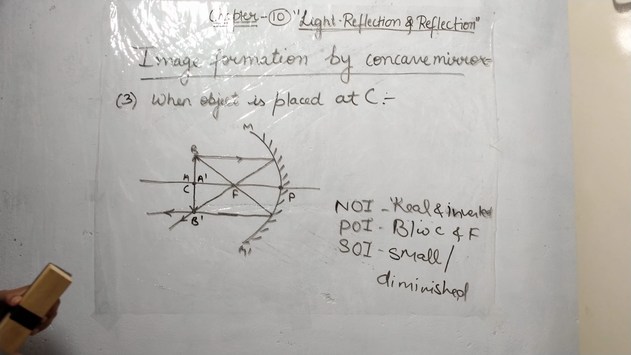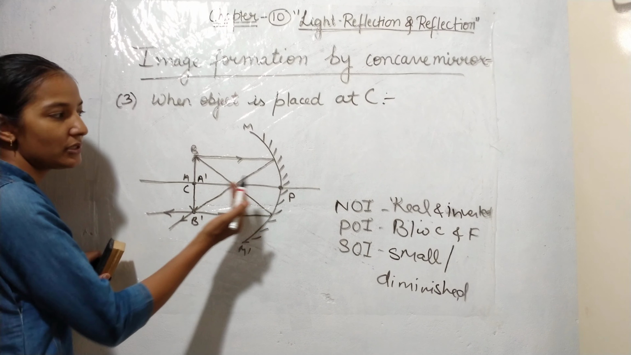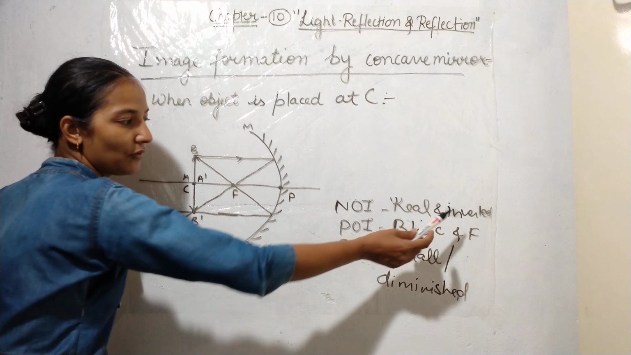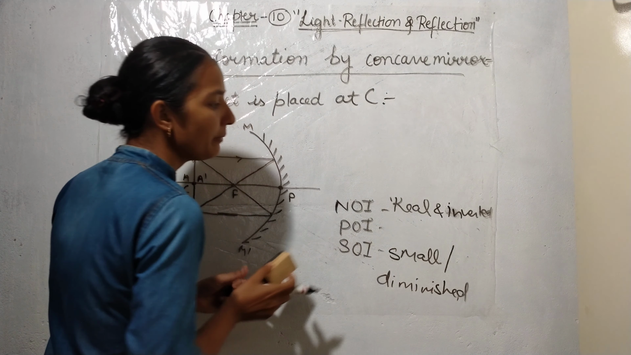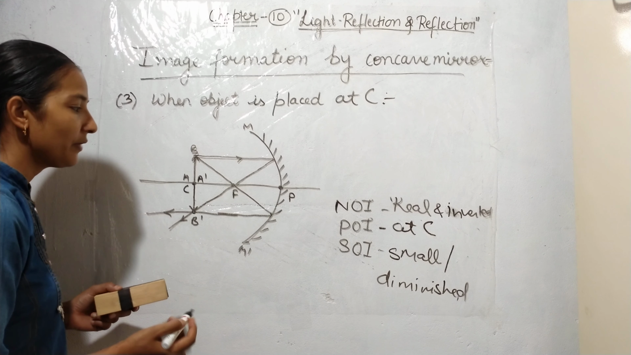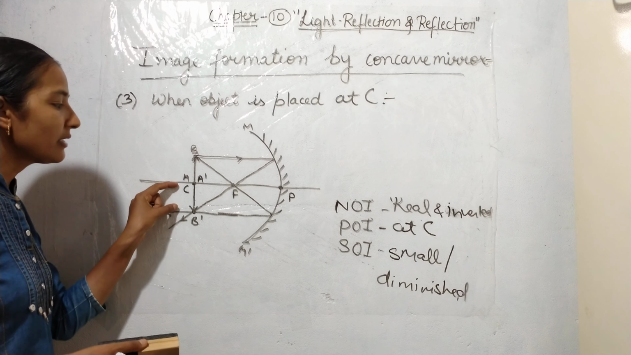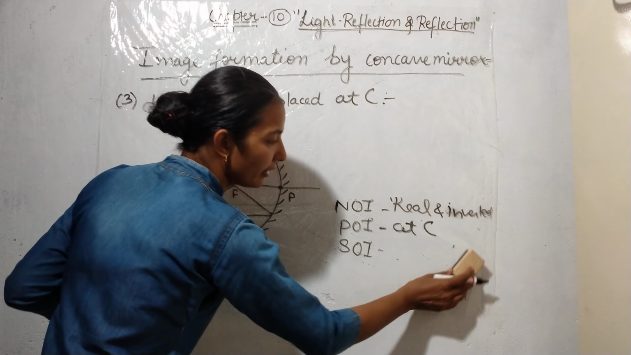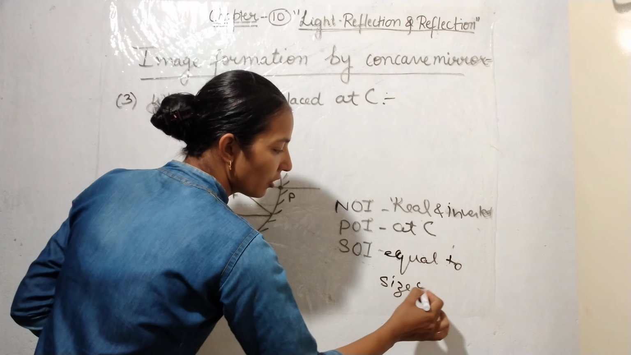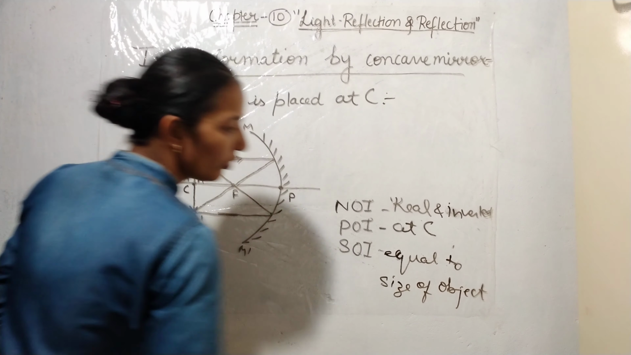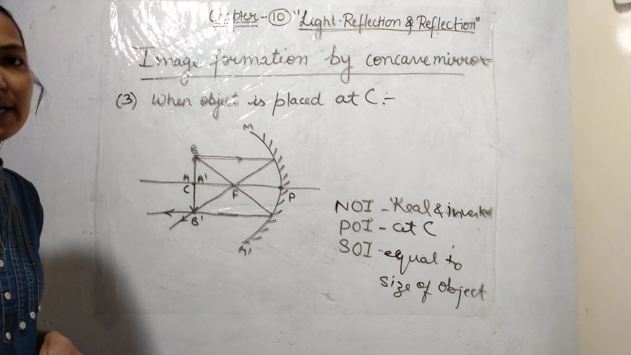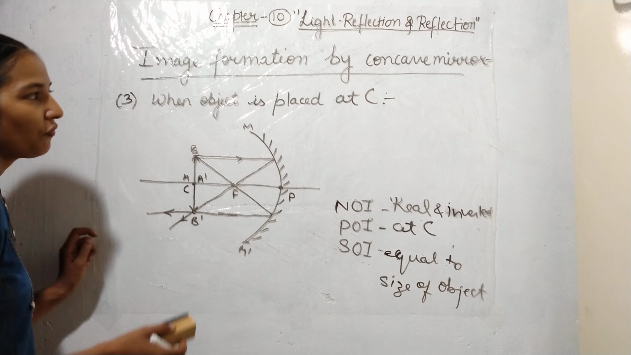So in this way we can write the nature of the image. Since the image is formed on the screen towards the reflecting surface, it is real. It is formed below the principal axis, that's why we can say the image is inverted. And the image is formed at the center of curvature. When we go for the size of the image, the size of the image is equal to the size of the object. So this is the third ray diagram for image formation.